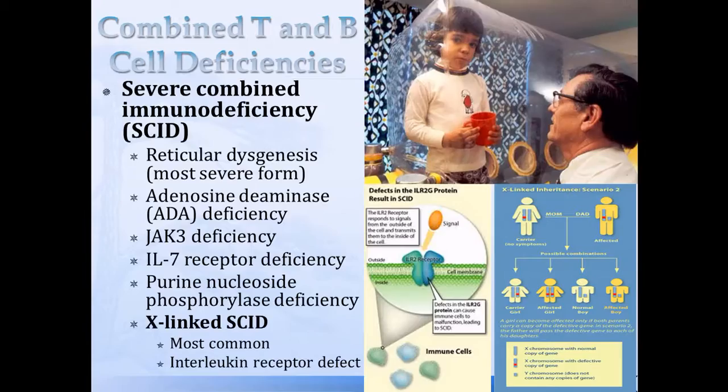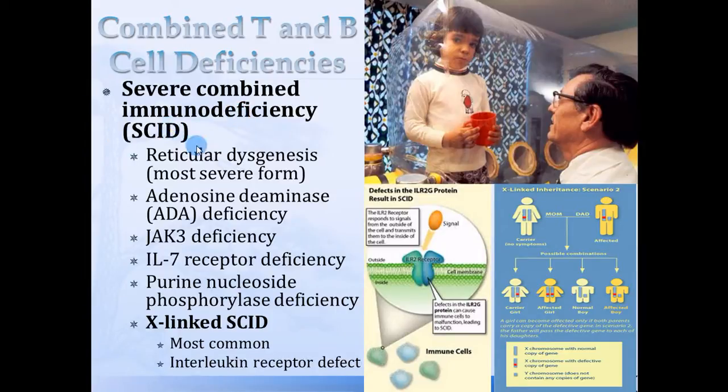All right, next, combined T and B cells. So if you know T cells attack fungus and virus and some bacteria, and B cells like to attack encapsulated bacteria, what if they keep getting encapsulated bacteria and they get virus infections? Look at combined. It doesn't have to be one or the other. It can be a problem with both. And these are severe, and that's why they call them severe combined immunodeficiency.